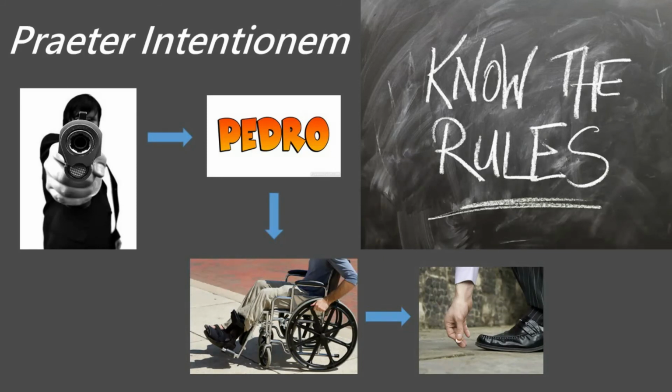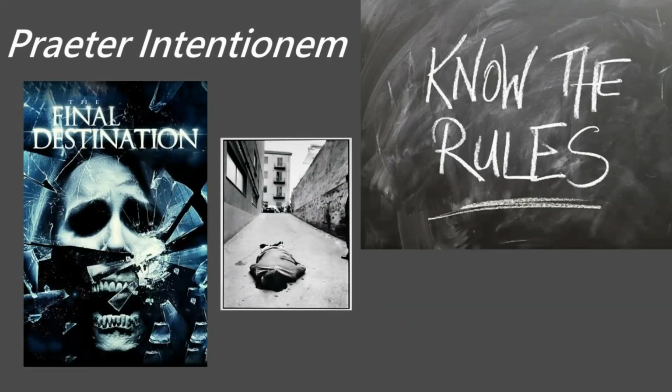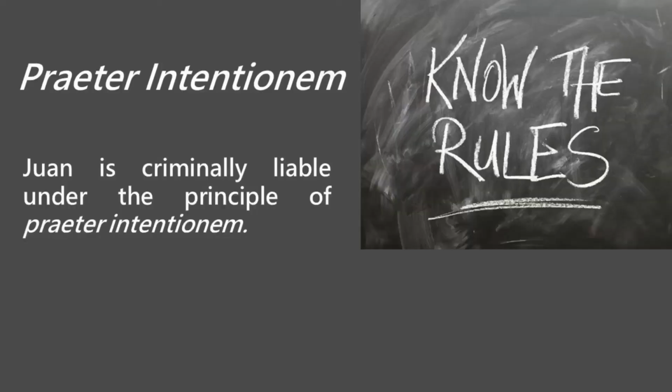Boom! However, biglang yumuko si Pedro dahil nakakita siya ng pera sa daan at pupulutin niya sana ito. Because of that, sa ulo niya tumama yung bala galing sa baril ni Juan. He died as a result. O diba? Parang Final Destination lang ang senaryo. Now, Juan is criminally liable under the principle of praeter intentionem.